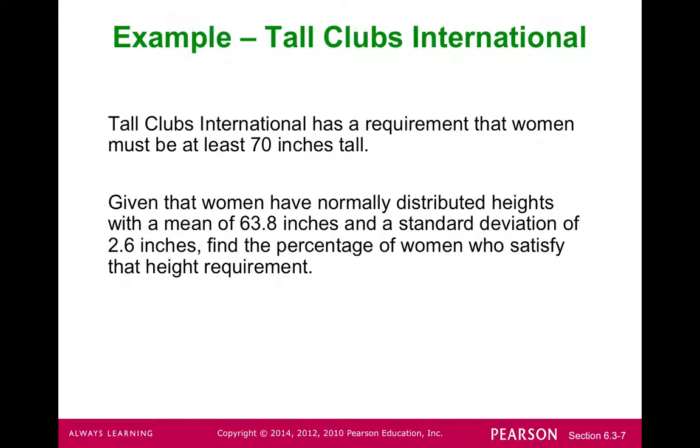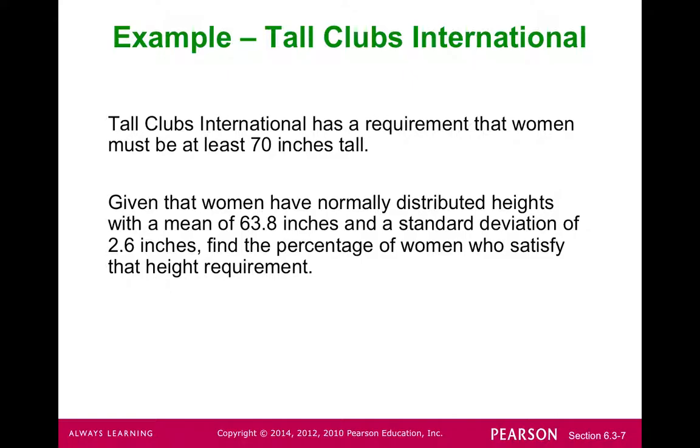Okay, so let's jump into an example. Here they don't really walk you through all the mechanics of the z-score table again because we were introduced to that in section 6.2. So we're just going to jump right in. So here's a typical type of example when you're going to do a conversion formula. Tall Clubs International has a requirement that women be at least 70 inches tall. Given that women have normally distributed heights with a mean of 63.8 inches and a standard deviation of 2.6 inches, we want to find the percentage of women who satisfy that height requirement.